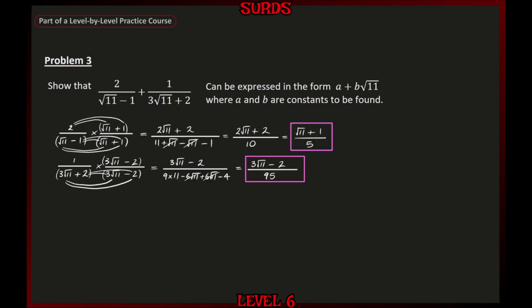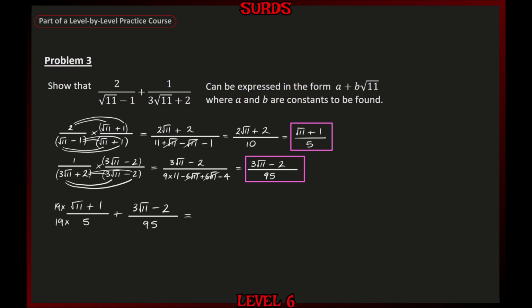So going back to the original question now, we can replace each of the two fractions with our simplified versions. So we have root 11 plus 1 all over 5, and that's being added to 3 root 11 minus 2 all over 95. Now we can only add two fractions together if we have common denominators, and we don't at the moment. Having said that, if we multiply the first fraction on the top and the bottom by 19, the denominator will become 95 because 19 times 5 is 95. So we can do that.